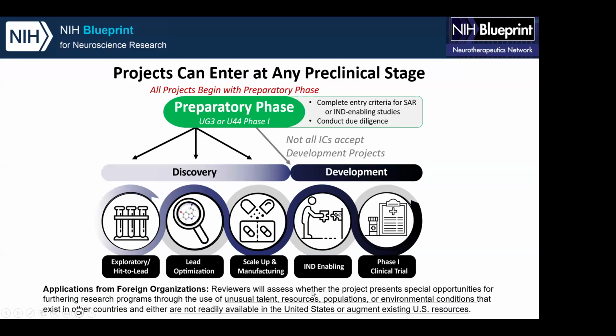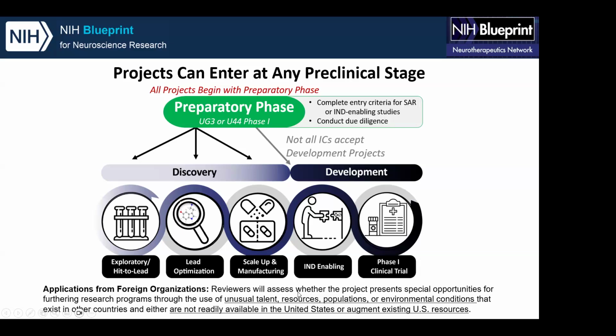I also get this question all the time about foreign applications. I mentioned the UG3 UH3 mechanism will accept foreign applications. It will not take it from the U44. That's SBIR, and therefore foreign applications are not eligible. But for the UG3 UH3, they are.